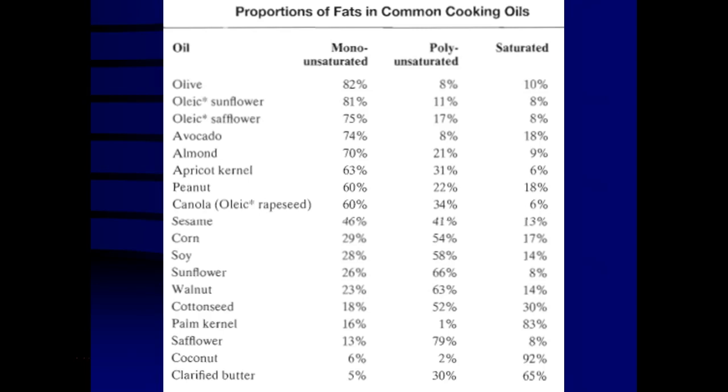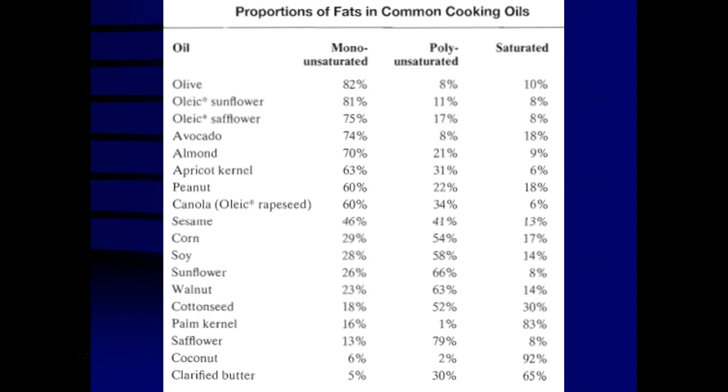Now, let's take a look at, here's a good one. Safflower oil, clear down at the bottom, you see safflower oil. Safflower oil is 79% polyunsaturated. That one's very, very rich in polyunsaturated fats, right? It's a lovely little oil. About 13% monounsaturated, and as you can see, it even has some saturated fats in it, 8%. But I want to point out two of them to you.